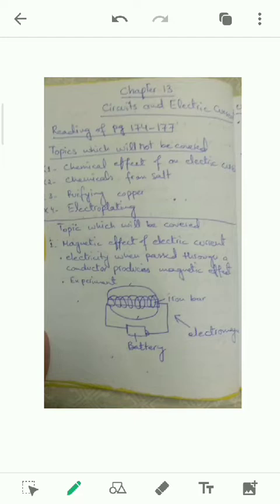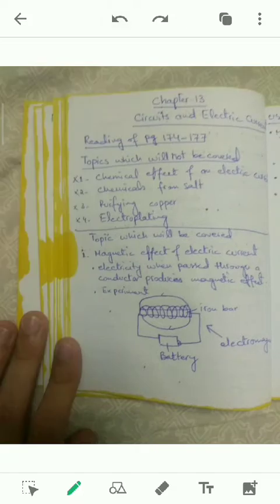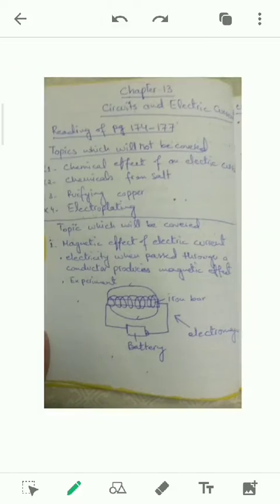Here you can see that I have written the topics which will not be covered. So there were some topics which will not be covered, and you need to make sure that you do not read these topics. I have written here the headings which you do not need to cover at home. The topics which you have to cover, I have written here. So it is on page number 174.